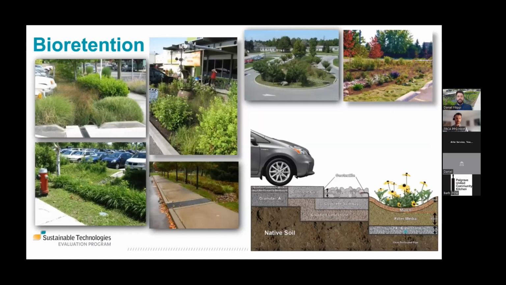So the first example we have is bioretention. This is kind of the poster child of LID when it comes to TRCA, talking about low impact developments. A lot of people will call these rain garden features, and really it's an engineered rain garden.